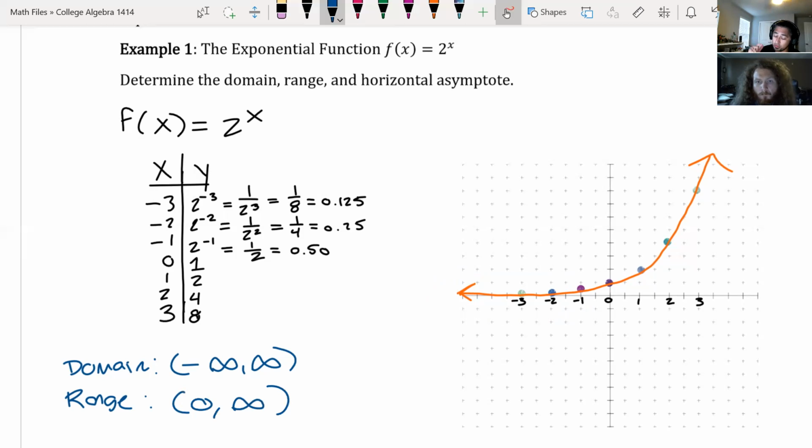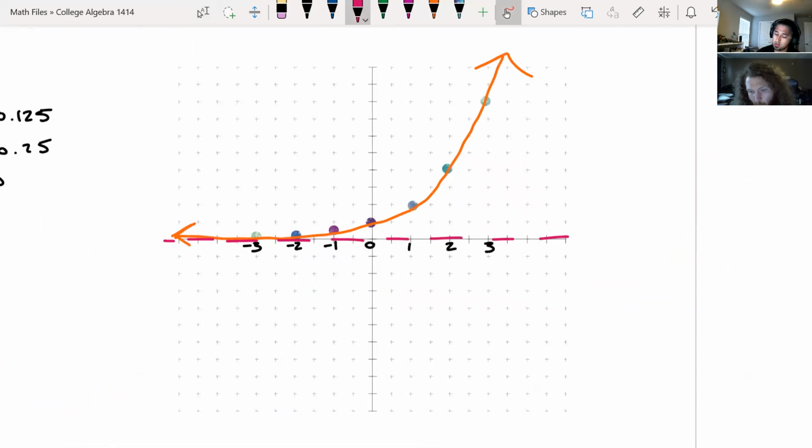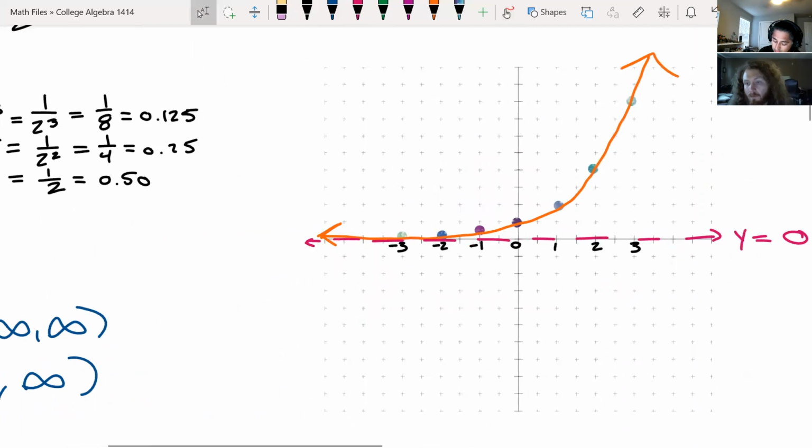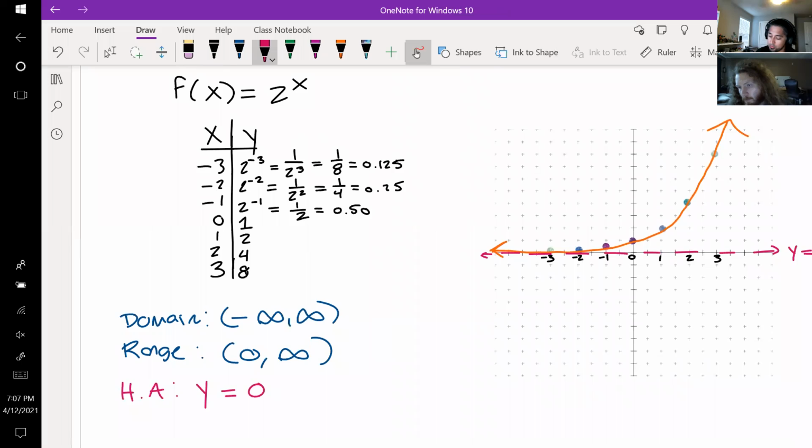And since we'll never touch 0, this means that we have a horizontal asymptote on the x-axis at y equals 0. So we have a horizontal asymptote at y equals 0. Okay. And just to show you that we'll never ever touch 0, we can use Desmos.